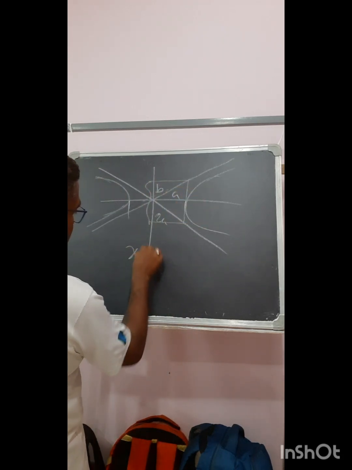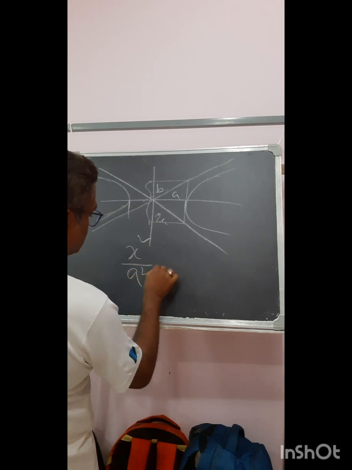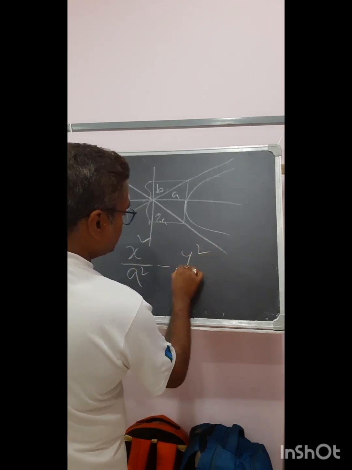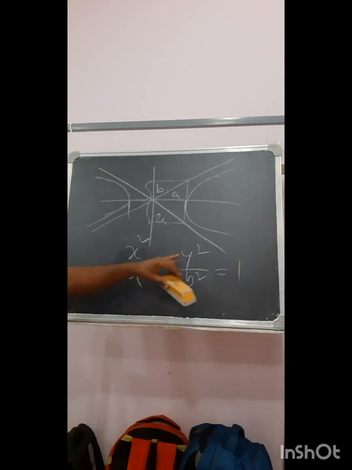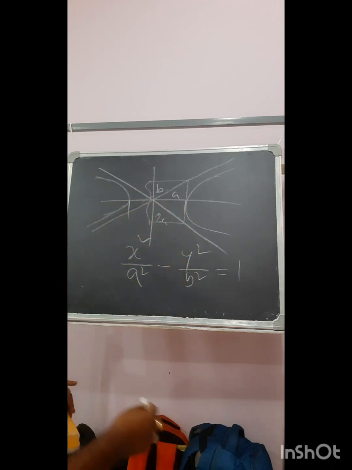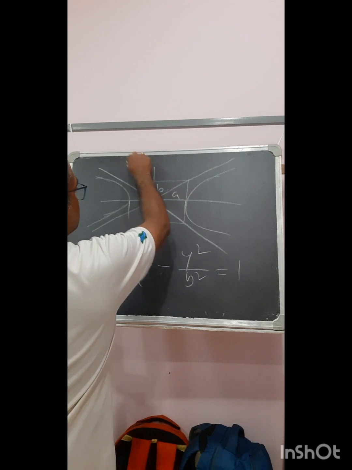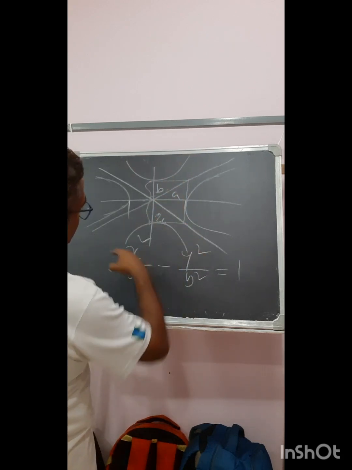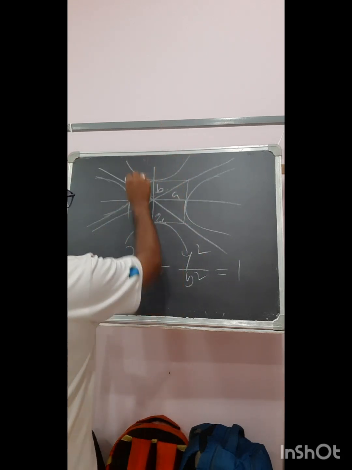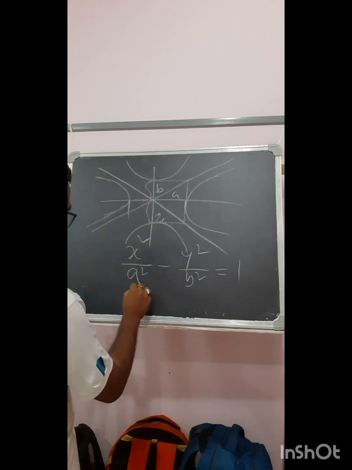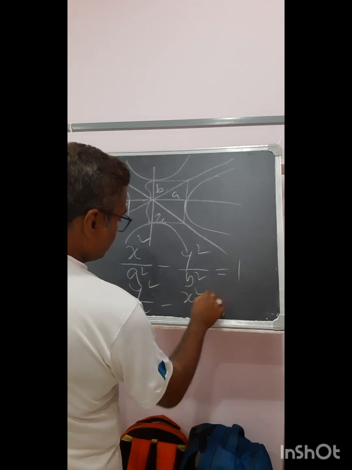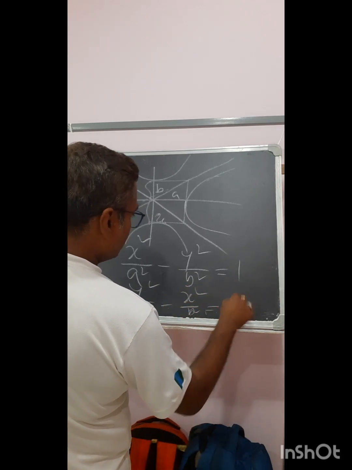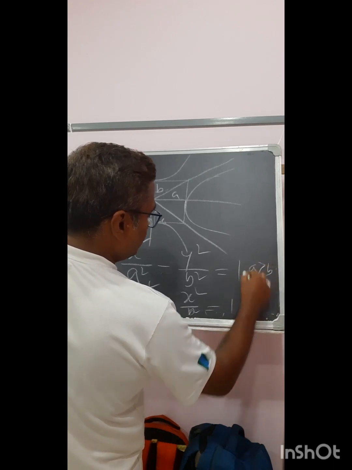Here the equation changes a bit, just opposite to the elliptical equation. It will be x square by a square minus y square by b square is equal to 1. Minus will come here instead of plus. In the ellipse it will be plus, and the same way if it is opening towards the y-axis, the things will change like that. y square by a square minus x square by b square is equal to 1. In each case, a is more than b.